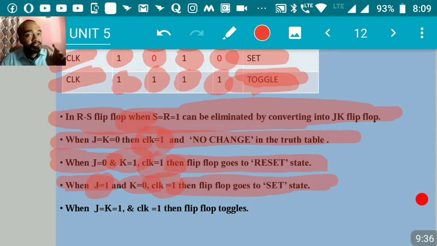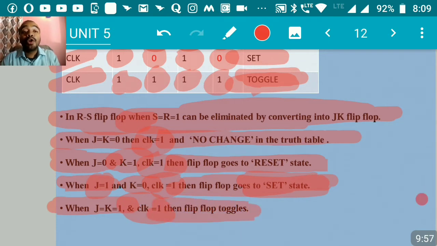Once you give the inputs, then you apply the clock pulse, then the flip-flop goes into the set state, and this is what we are going to call the set state of the JK flip-flop. Then when J is equal to K is equal to 1, when both the J input and K input are 1, after you apply the clock pulse, the flip-flop toggles for every clock pulse. For every clock pulse you apply, the flip-flop toggles.